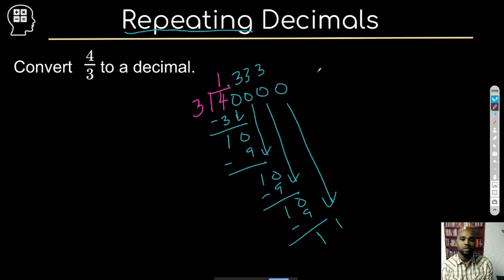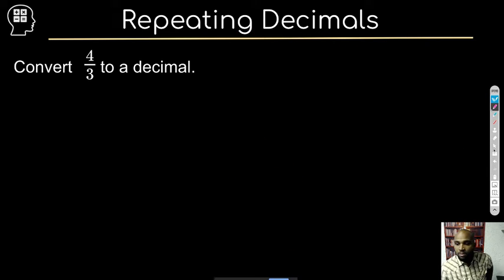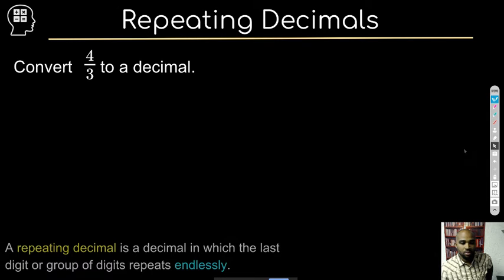But how could we show that this number repeats forever and ever? So we could write that simply 1.33 and put a line over top, and that communicates to the person looking at this number that this is a repeating decimal and that particular number repeats. 33 is going to keep repeating. A repeating decimal is a decimal in which the last digit or group of digits repeats endlessly.